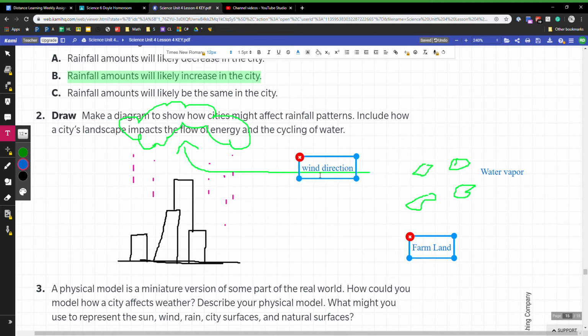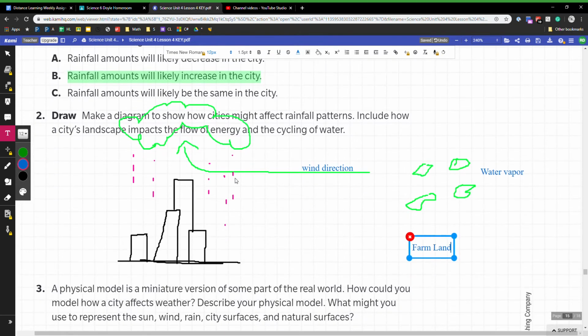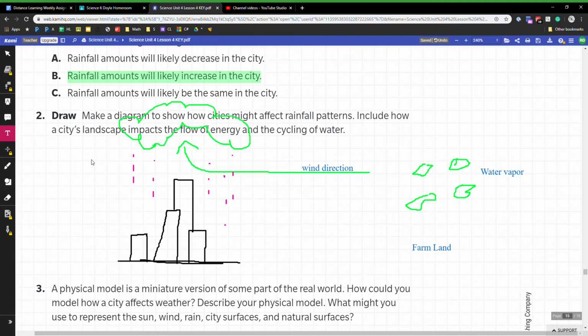Now, as the wind direction carries the water vapor to the city, because of things we've read up here, perhaps the city surfaces are going to warm up that air. So the warmer air is going to rise and condense, and that's when it would start to rain. The warmer air is rising because the city is heating it up.